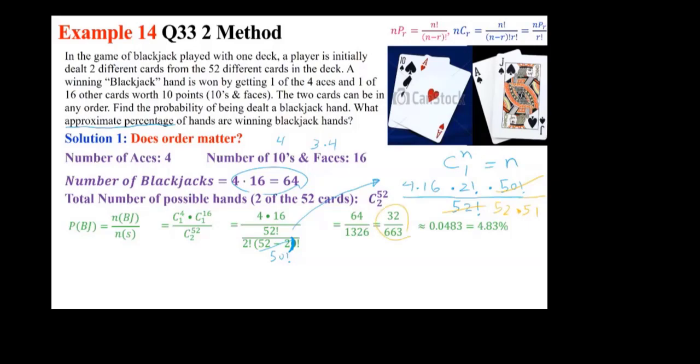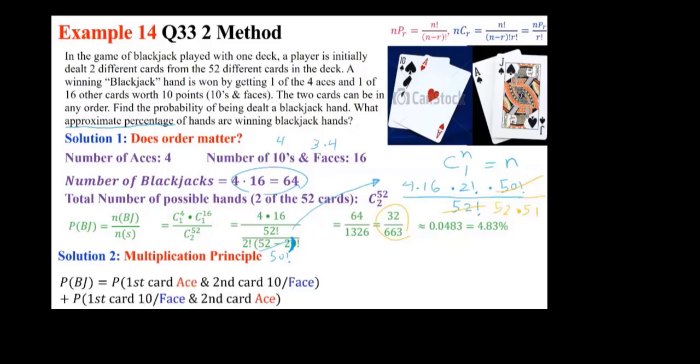This is it. And just quickly, a second method on that, the multiplication principle. The probability of getting a blackjack would be the probability of the first card being an ace and the second one being either a 10 or a face, or vice versa. The probability that the first one is a 10 or face and the second one is an ace. Okay, if you want to go this route. So there are 2 of them that you want to combine. So the probability that the first card is an ace is 4 out of 52, and the second one being a 10 or face is 16 out of 51.